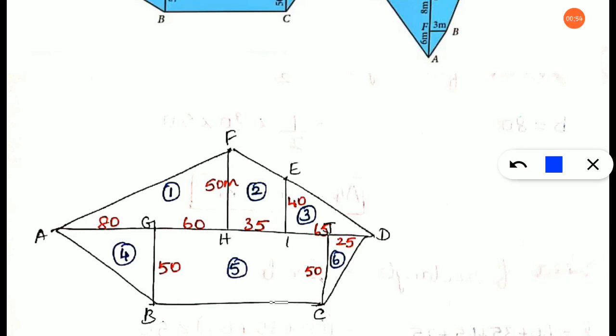Now tell me, the first shape looks like a triangle. So what is the formula for a triangle? Half base into height. Now the second shape has two parallel lines. That means it is a trapezium. Now the third one, again it is a triangle. The fourth one is also a triangle. The fifth one is like a rectangle. And the sixth one is also a triangle.